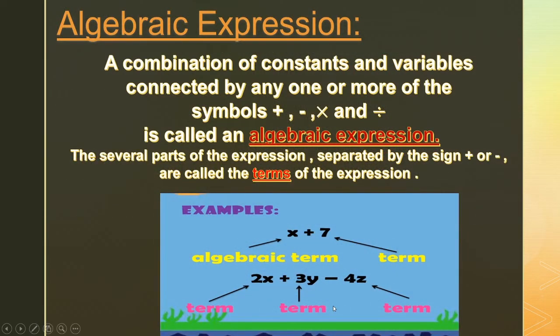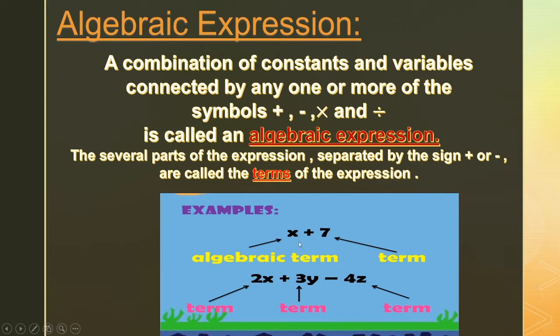Algebraic expression. A combination of constants and variables connected by any one or more of the symbols plus, minus, into, and divided by is called an algebraic expression. The several parts of the expression separated by the sign plus or minus are called the terms of the expression.